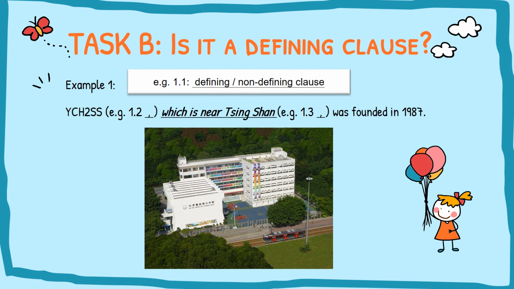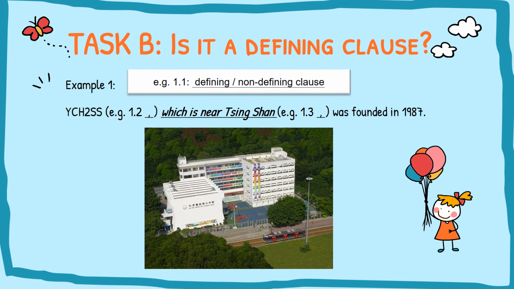Task B. Is it a defining clause? So bear in mind, students, I would like to remind you once more, this part, task B, is more suitable for Form 2 and Form 3 students. Still, Form 1 students, I would really appreciate your attempt, your trial, if you still want to try to do task B. I would really appreciate it. So the example sentence is: YCH2SS, which is near Chengshan, was founded in 1987.